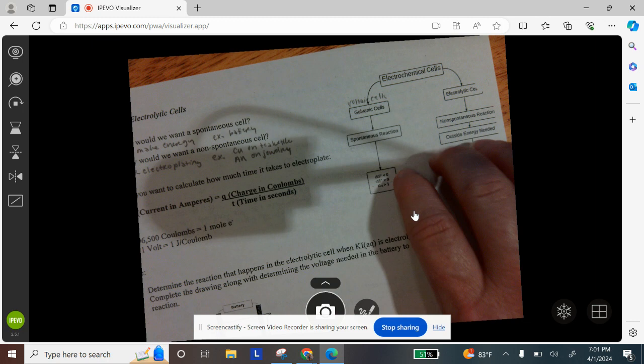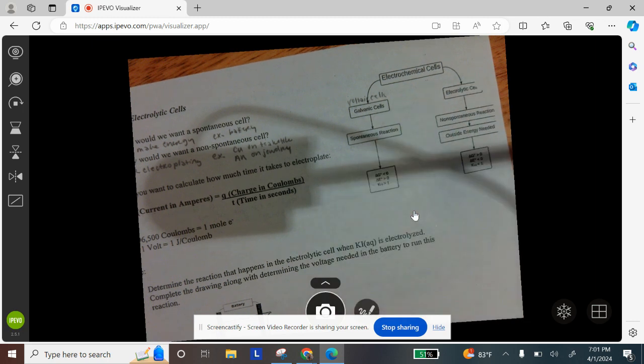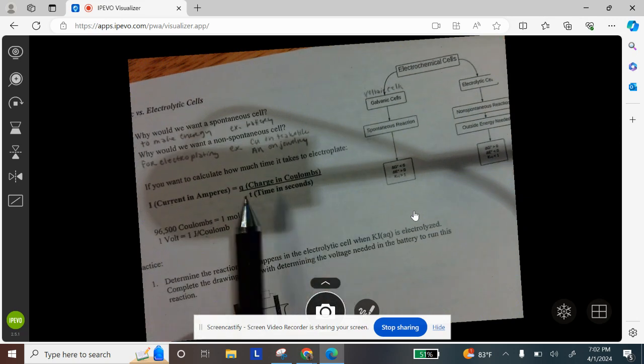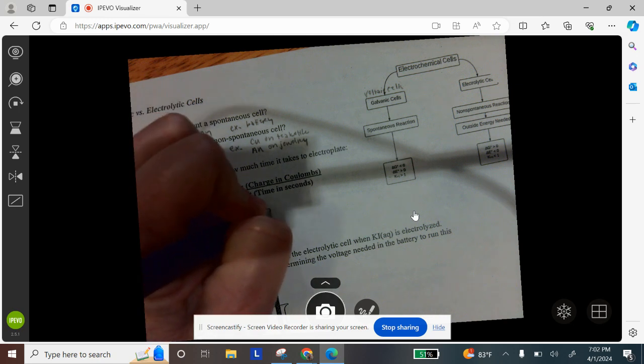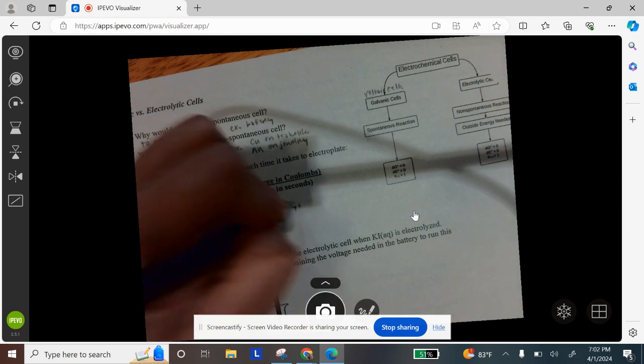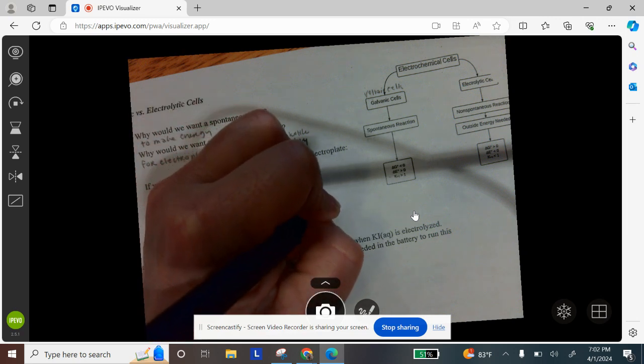Okay, so I just wanted you to be able to see the various types of cells here. Okay, so down below here, and I believe this is given on the AP exam, I don't know if this is, but this conversion is. So current in amps, 1 amp, the way you calculate that is the charge in coulombs, that's Q, over the time in seconds. So we just divide those. And then we have a unit here. There's 96,500 coulombs equal to 1 mole of electrons. This is also known as Faraday's constant. Okay, just something to know there.